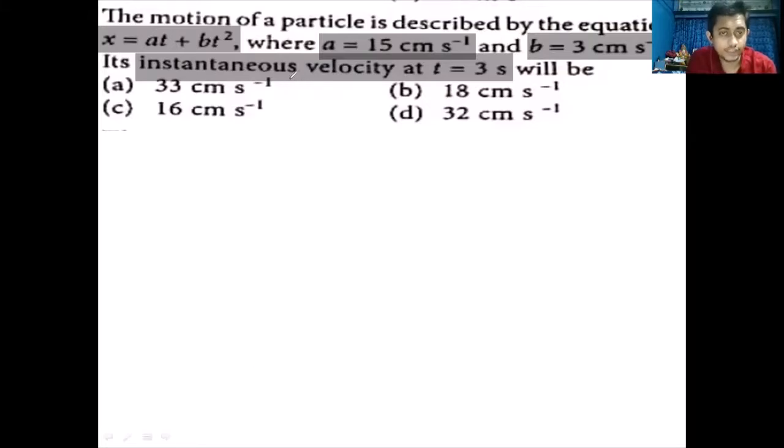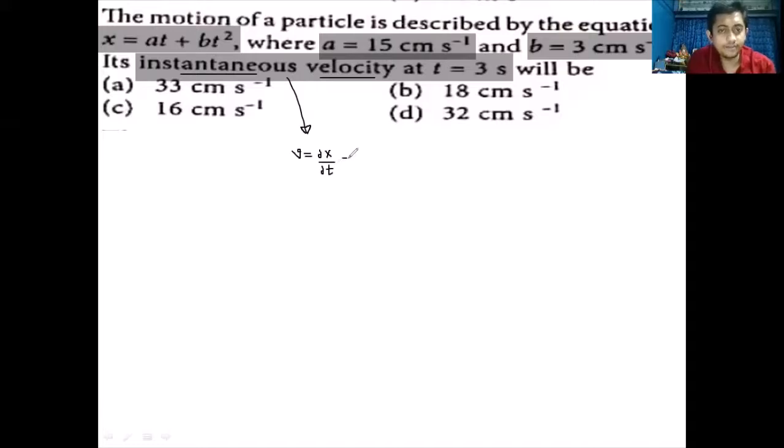So instantaneous velocity means derivative of displacement with respect to time. Derivative of displacement with respect to time gives us instantaneous velocity. When they say average velocity, it is total displacement upon total time. Instantaneous is the derivative. So instantaneous velocity v will be equal to dx by dt.